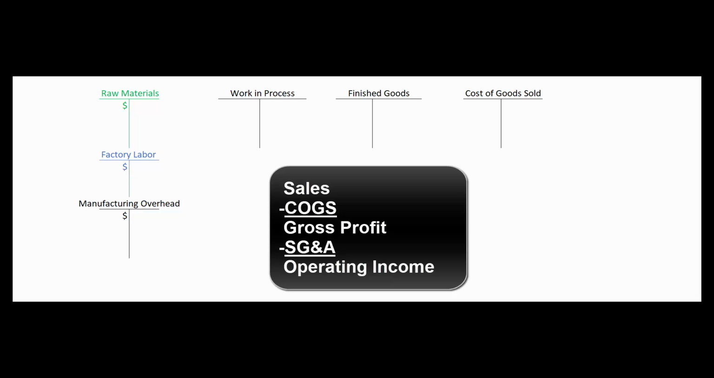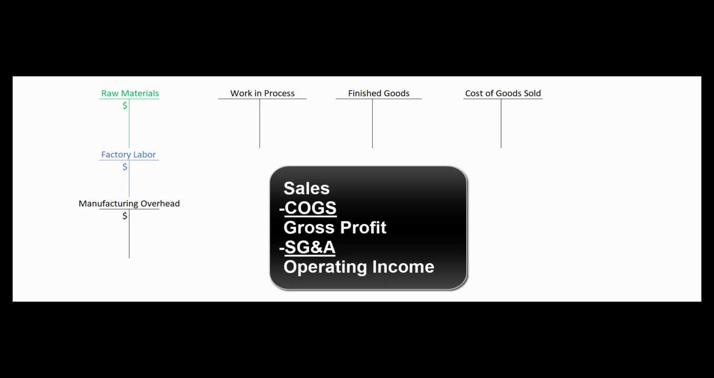So please remember that our income statement in absorption costing is sales minus cost of goods sold gives us gross profit, minus selling, general and administrative expenses gives us our operating income. So while dollars are hanging out in our inventory that we're working on, and the inventory that we're finished working on, those dollars do not appear as expenses on our income statement. They only appear as an expense when we sell the goods. Sales minus cost of goods sold gives us gross profit, minus selling, general and administrative expenses gives us our operating income.